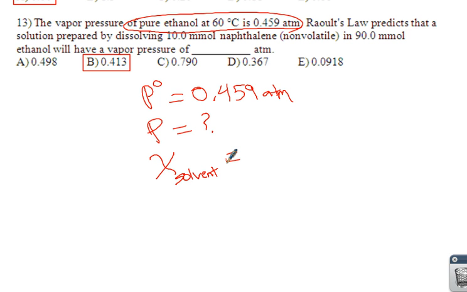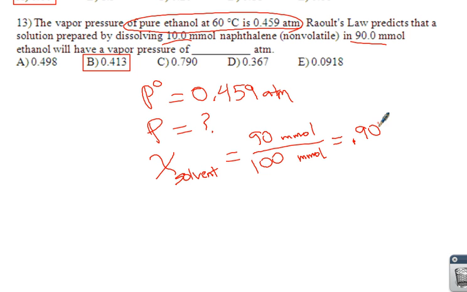And so we have to take the moles, and this is what's evil about this: it says millimoles. Does that matter, though? If they're all in millimoles, it doesn't matter. If they were different, you'd have to convert them to be the same. So I have 90 millimoles of ethanol divided by the total, which would be 90 plus 10, so 90 divided by 100 total millimoles. So that's 0.9 for my mole fraction.